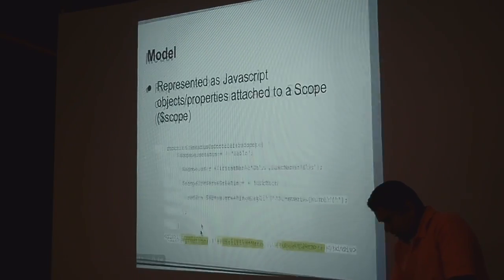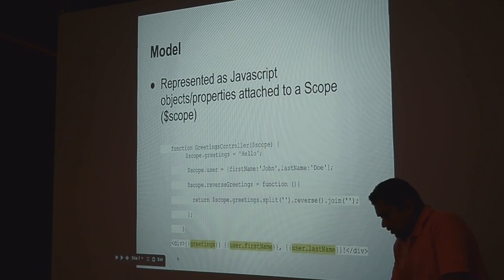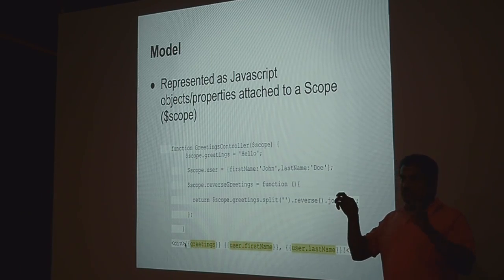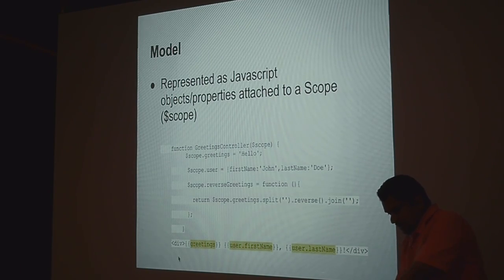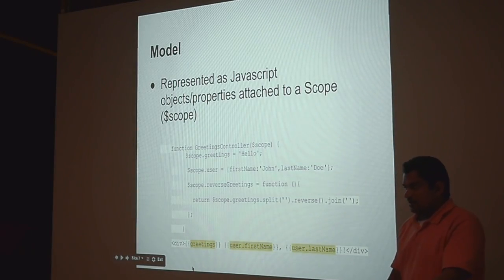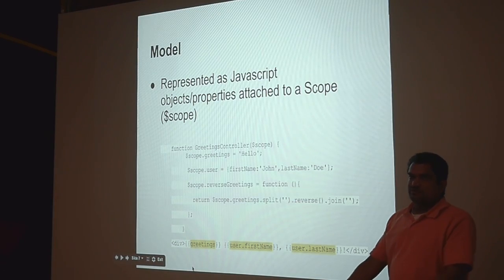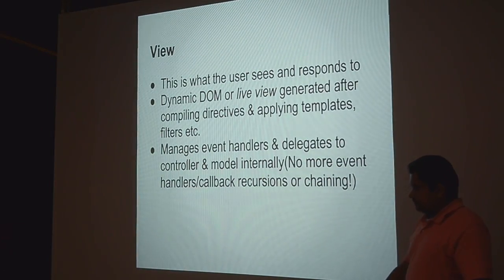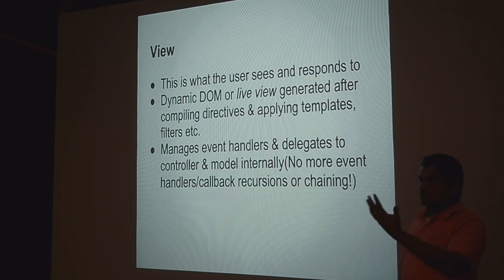Just wanted to quickly show here, this is a view representation. All the Angular expressions are represented within double curly braces. In this example, greetings is the value from the model that gets passed. Hopefully it will be more clear when we get to the demo. So view, like I said before, is what you see.